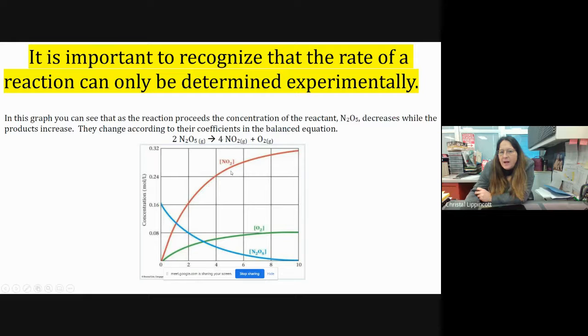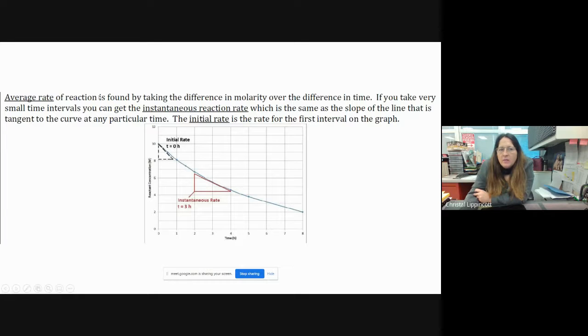This increases at a higher amount or a higher rate. Why? There's more of it. The coefficient. This is forming 4 to every 1. Okay? So you can see that this is in a 4 to 1 ratio. The average rate then, and this is where your math skills come into play. Slopes. You guys remember those from math? Okay. All right.